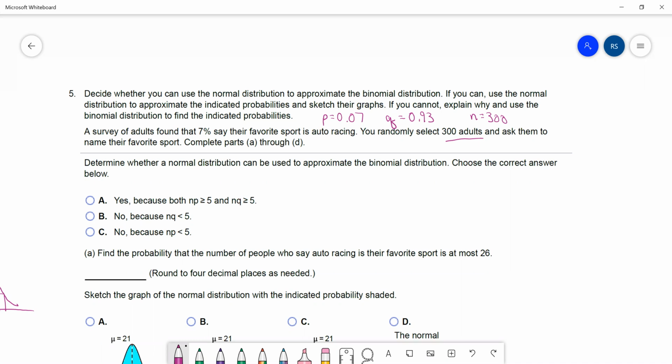So first, we have to determine if we can even use a normal distribution. So we have to check what is n times p. Well, that's 300 times 0.07, which, let's see what that gives us. That gives us 21. So are we bigger than 5? Yeah, buddy. So we're good there.